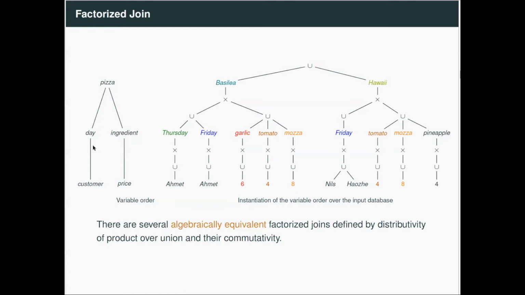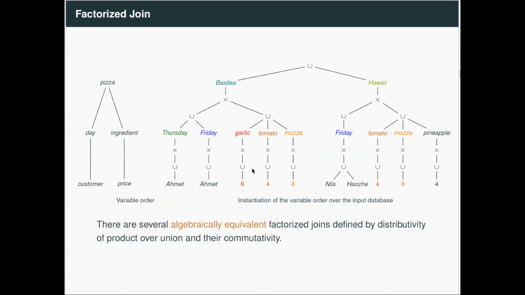This structure can be read as follows. We first group by pizza, and for each pizza, we then represent separately the information about the end customer from the information about pizza ingredients and their prices. To the right here, we see the factorization over this variable order.